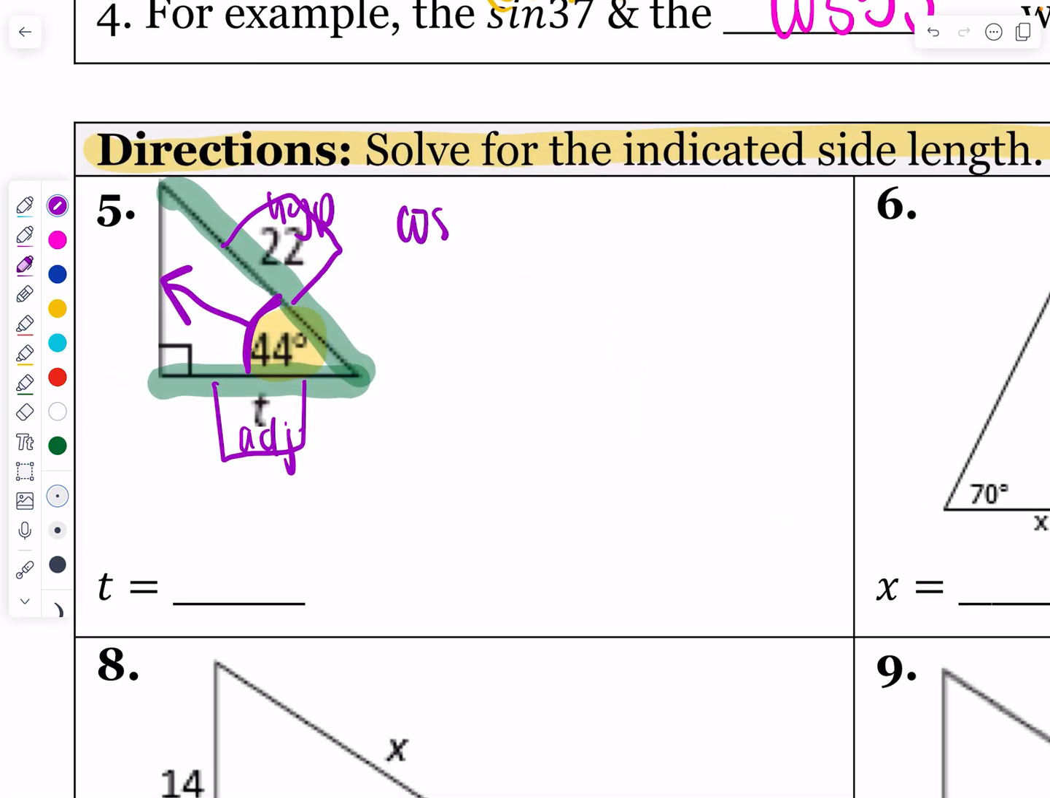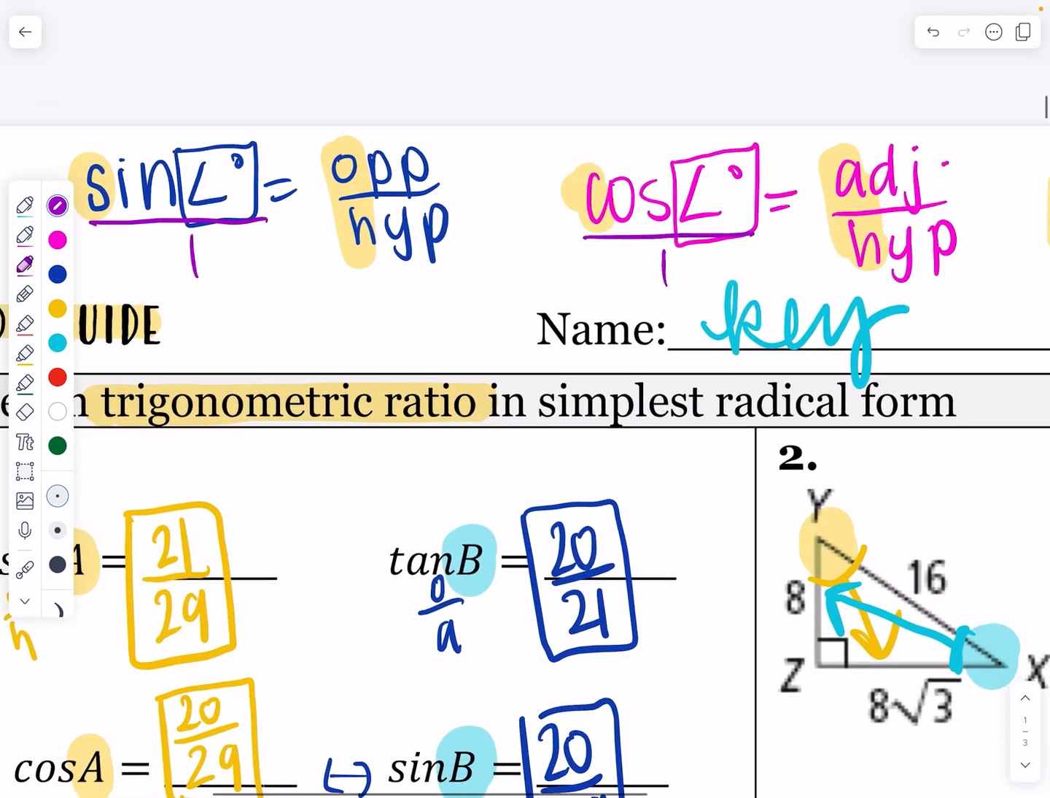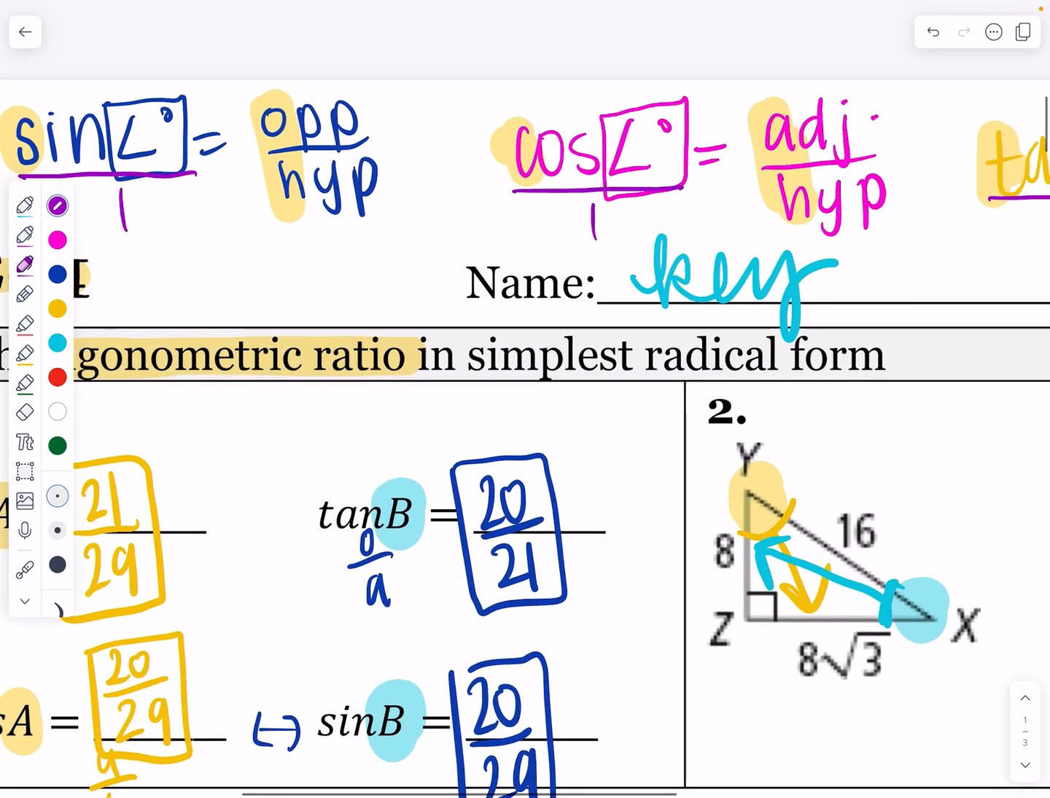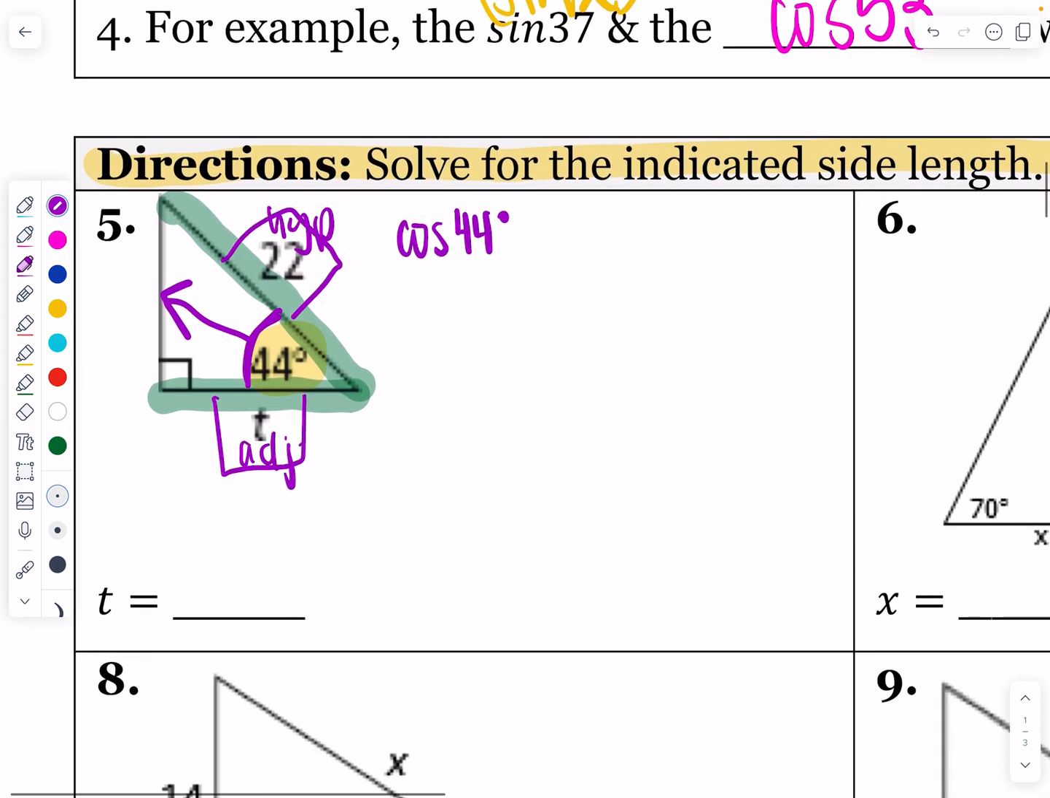So that's going to be the cosine of 44 degrees. We fill in the angle right after. You can see I've done that up here. People tend to forget where to put the angle, so I've put a spot for y'all. Cosine of 44 is equal to 44's adjacent, which is t, over 44's hypotenuse, which is 22. We put this over 1 and we're going to cross multiply.